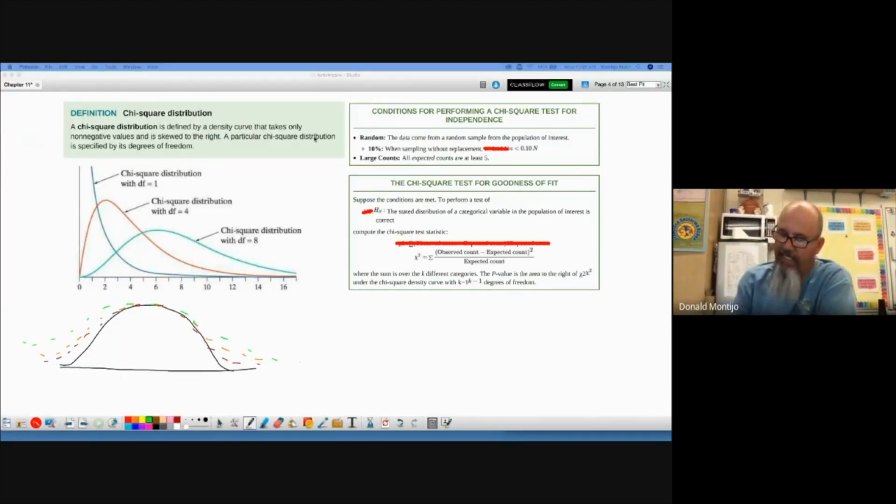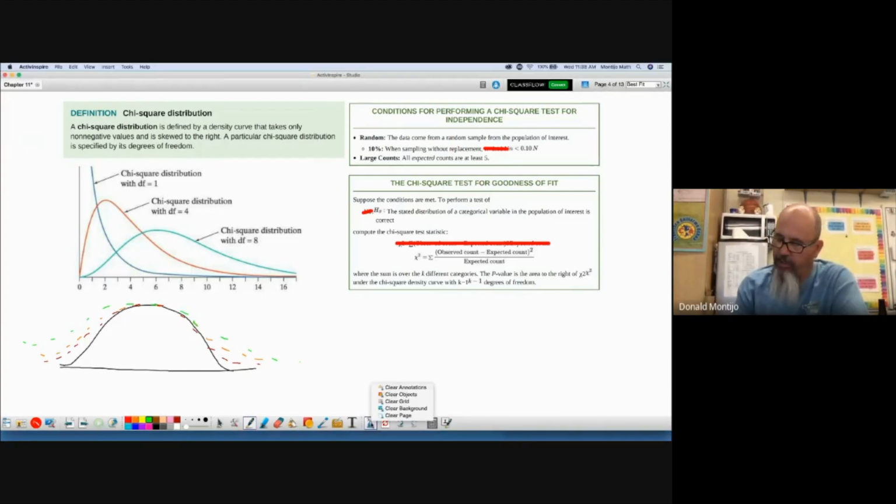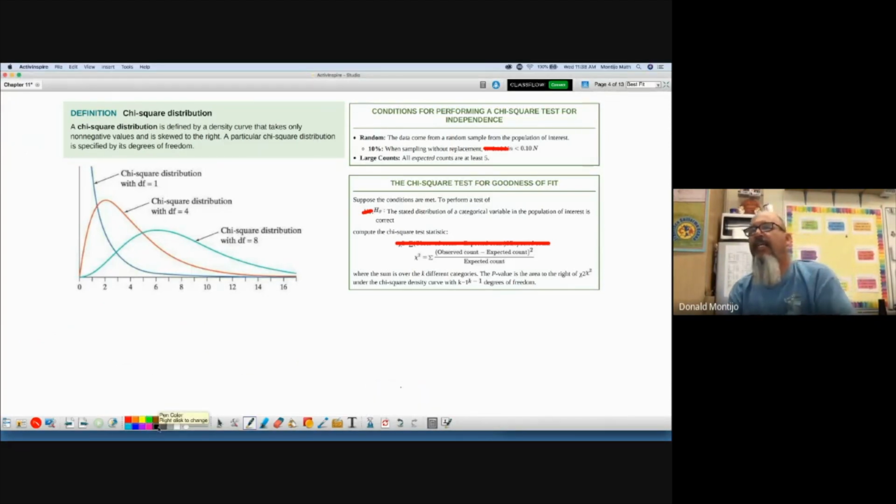So we have an idea here of what the chi-squared distribution looks like. As n gets larger, it starts to become more and more normal, but it's definitely not a normal curve to start. Therefore, we need another table to be able to find the p-values that are based off of this.